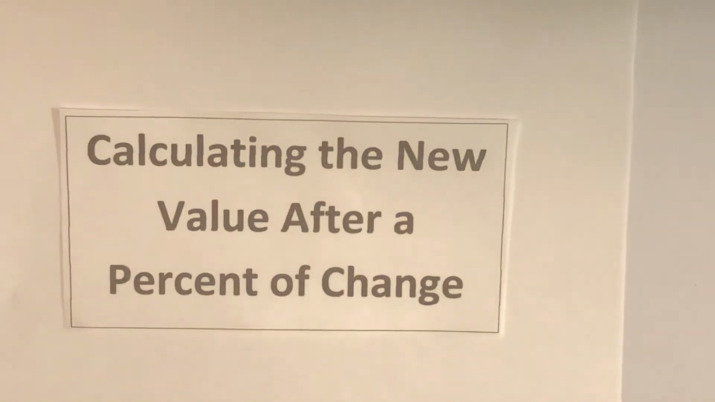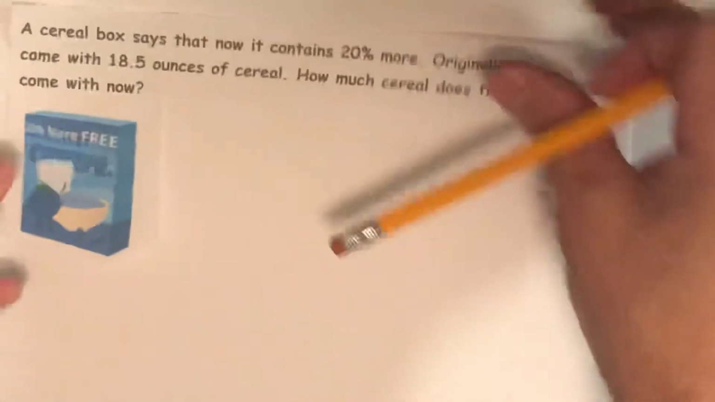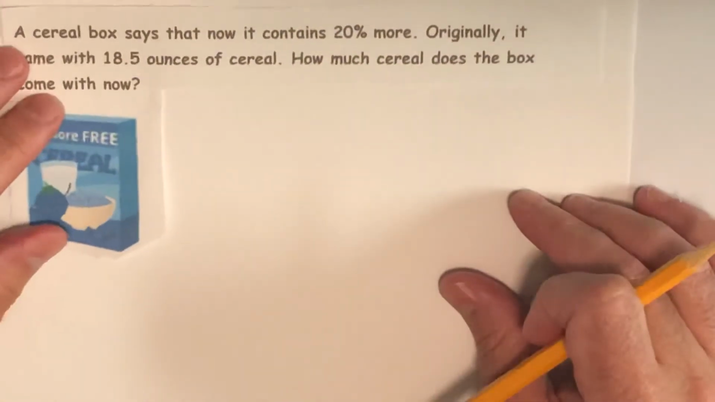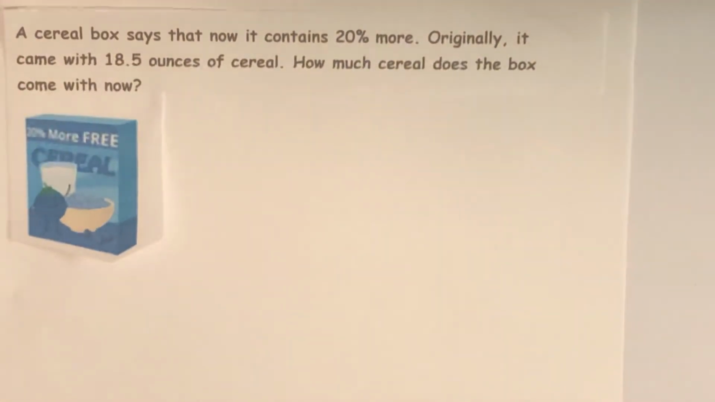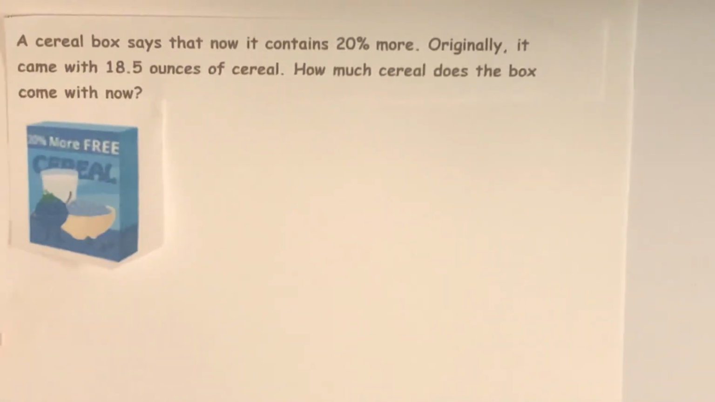In this video, we'll be calculating the new value after a percent of change. So let's look at an example. A cereal box says that now it contains 20% more. Originally, it came with 18.5 or 18 5/10 ounces of cereal. How much cereal does the box come with now?